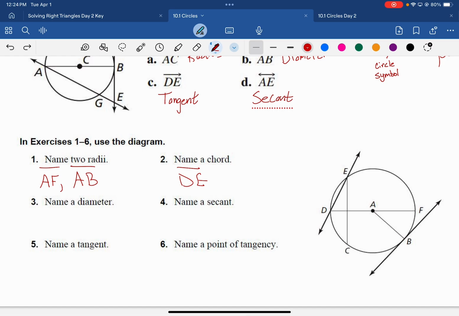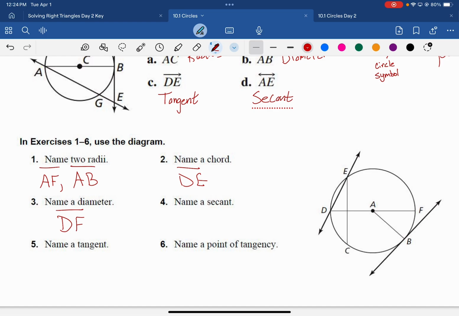Okay. What's the other one? Other one is CE, right? So you can always put CE as well. Okay. What is the third technical chord as well? DF. Okay. But DF is also the what? Diameter. So remember, the diameter is a chord as well. So you could technically say DF for a chord. But we just said the diameter is DF. What symbol does diameter need to be? Segment. Right?